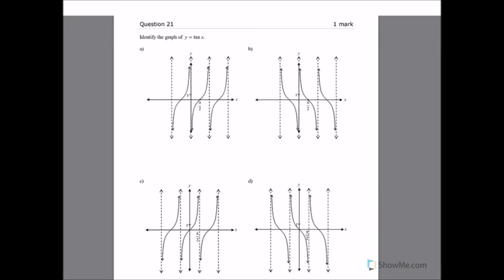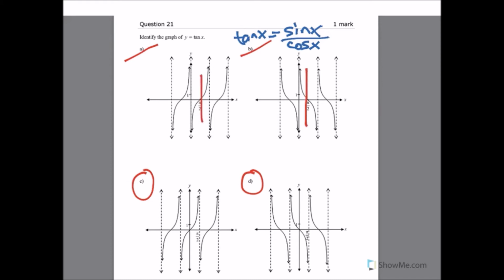Question 21, identify the graph of y equals tan x. Okay, so tan x we know, a way to remember is tan x is sine x over cos x. So the asymptotes are going to be wherever cos x is 0, and cos x is 0 at pi over 2, 3 pi over 2, etc. So pi over 2 and 3 pi over 2 should be the asymptotes. So right now we know we're either D or C. It's definitely not A or B, because you can see that there's no asymptote at pi over 2.